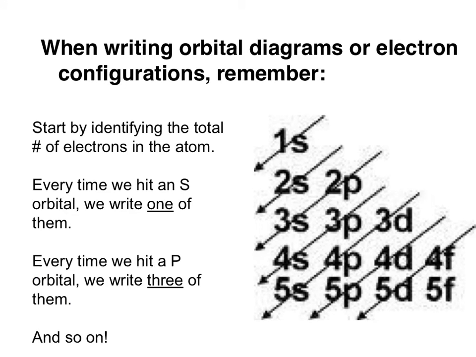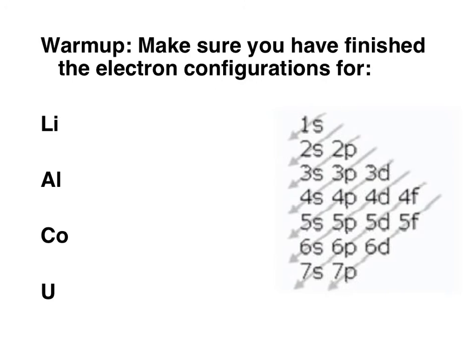So, just some things to keep in mind whenever you're doing these. Make sure you identify the total number of electrons in the atom. All right? Whenever you hit an s orbital, you only have to include 1 pair. Whenever you hit a p orbital, you need to write 3 pairs. All right. D orbitals, 5 pairs. All right. So make sure that your numbers match up to the 2 electrons, 6 electrons, 10 electrons that each different sublevel can hold. So for a little bit of practice, try writing the electron configurations for these 4.